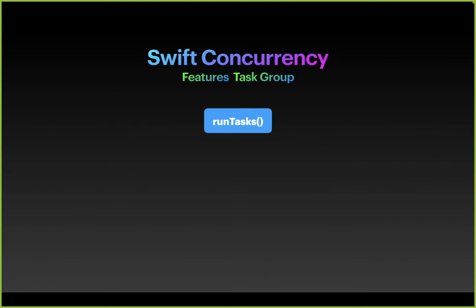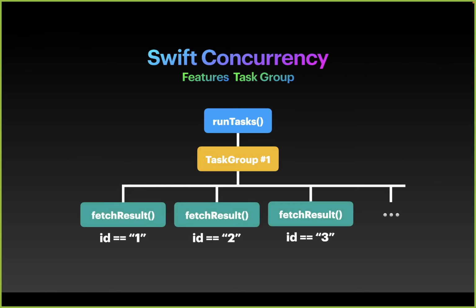So what if we want all these things to happen concurrently? We can have something called task group. Again, the parent task in this case is going to be the run task function. So what if we have a task group, let's say task group number 1? Inside this task group, it can help us create multiple tasks concurrently. Okay, is that clear, the concepts here?